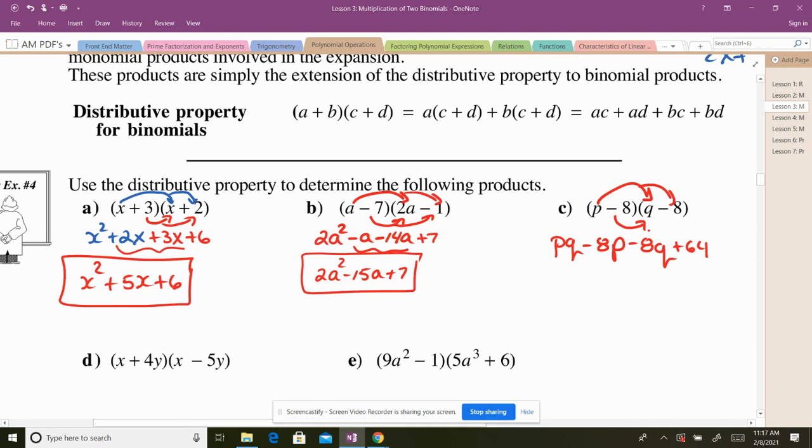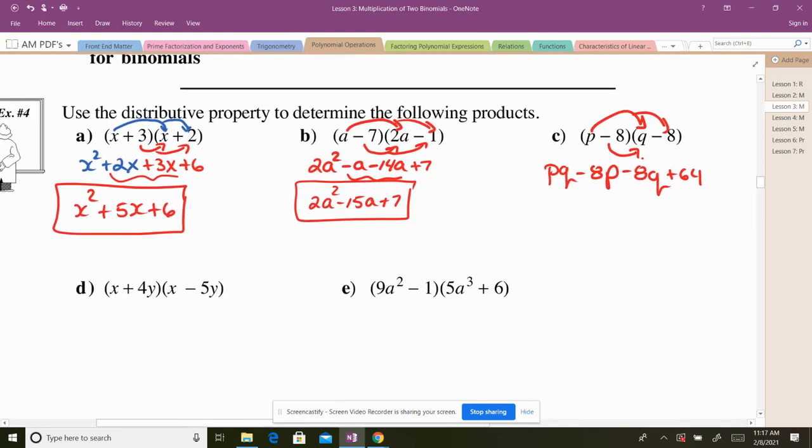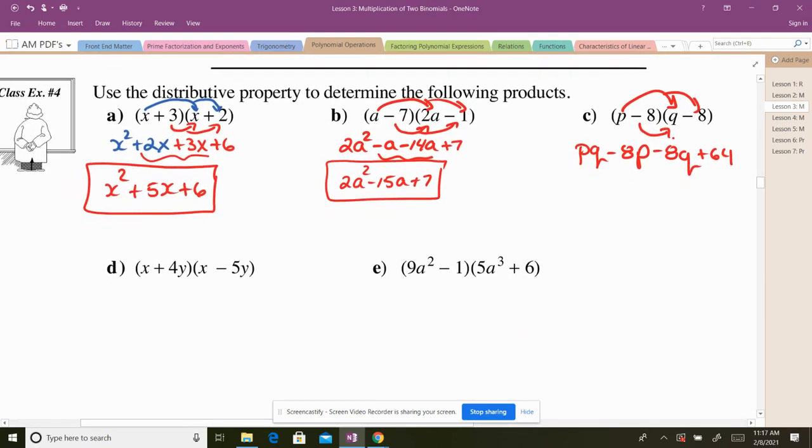Yeah. 8pq and pq. You added them, be 9pq. All right. Okay. D. x plus 4y, x minus 5y. So do the same thing. x times x. x squared. x times negative 5y. What sign? There you go. Negative 5xy.